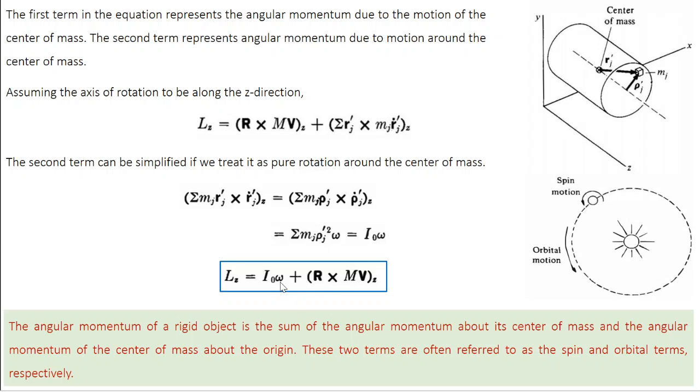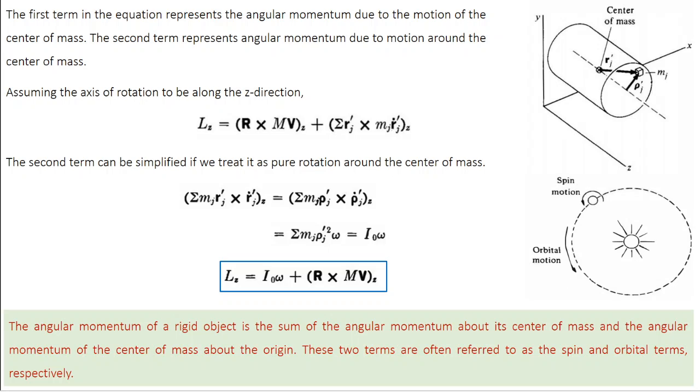So motion around the center of mass, this is the spin component. Motion of the center of mass around the origin, this is the orbital component. I can illustrate this with the example of Earth's rotation. You know that Earth is rotating around the Sun in a particular orbit. Earth also has its rotation around its own axis, right? So we are talking about two rotations. In this case, rotation of Earth around its own axis is known as the spin motion, and rotation of Earth around the Sun in the orbit is known as the orbital motion.